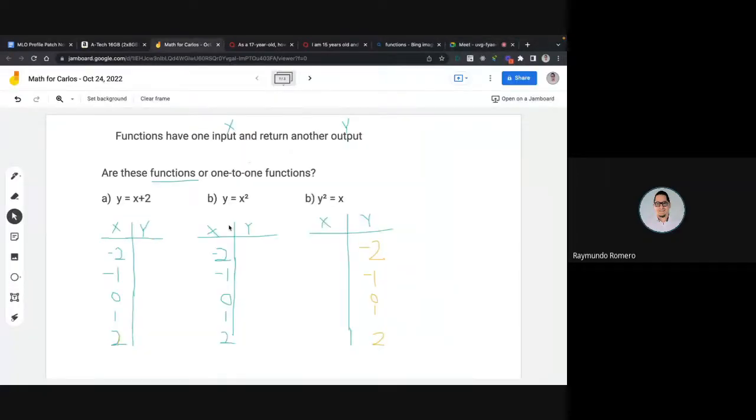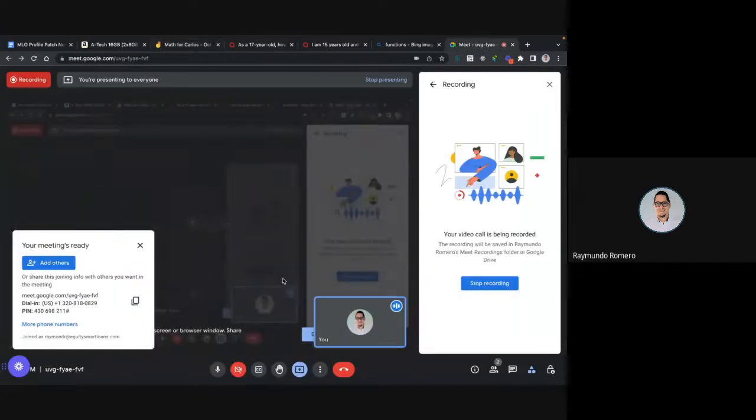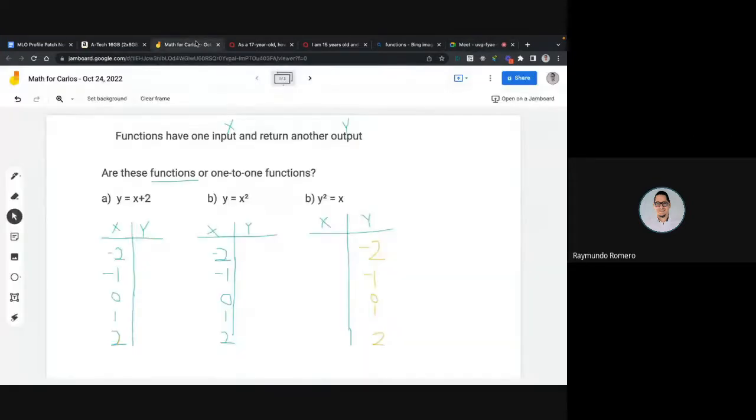All right, Carlos. Today we're going to be going over determining if it's a function or a one-to-one function. I know right now you're not going over one-to-ones yet, but I just want to go over it because it kind of helped me distinguish between the two. I just think it's going to help overall.